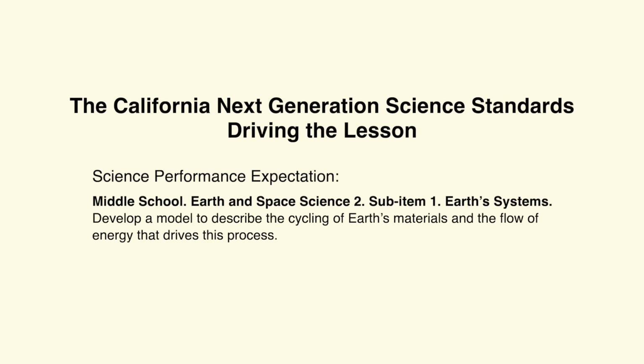The California Next Generation Science Standards driving the lesson. The science performance expectation is middle school, Earth and Space Science 2, Subitem 1, Earth's Systems, where students who demonstrate understanding can develop a model to describe the cycling of Earth's materials and the flow of energy that drives this process. Watch for how this California Science Standard is addressed throughout the lesson.